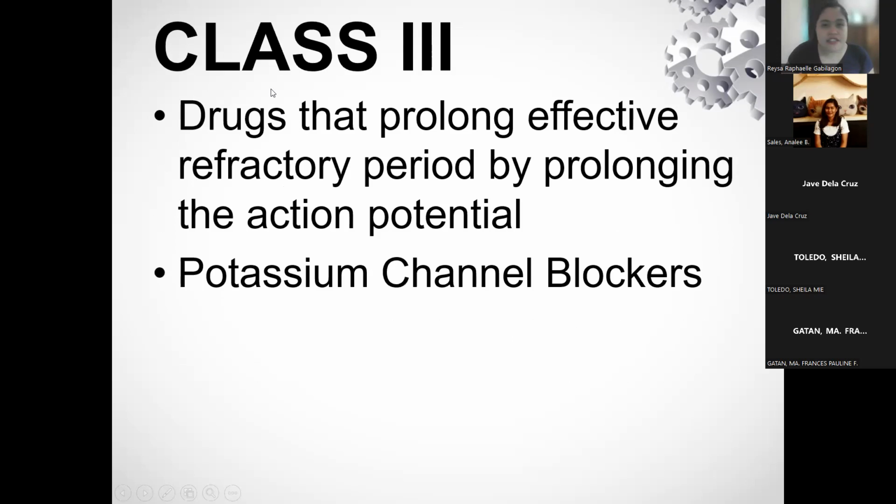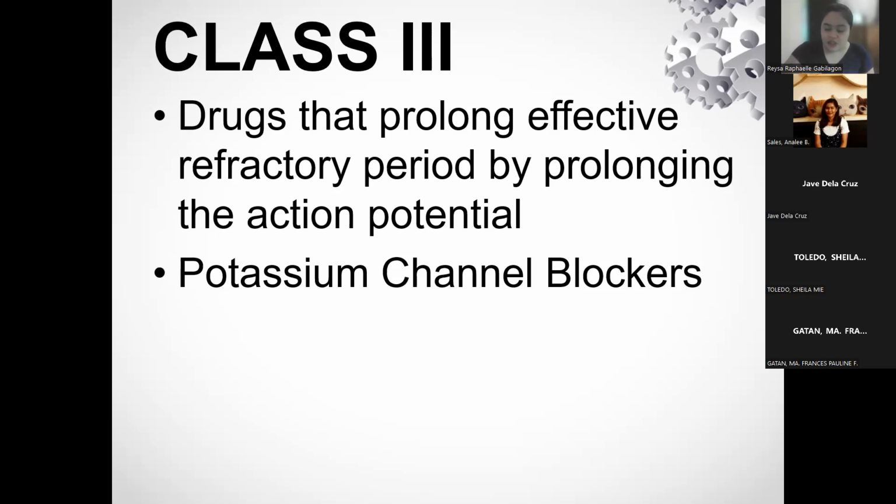Class 3 drugs. Okay, so class 3 drugs, they prolong the effective refractory period by prolonging the action potential. Okay, so just like the class 1A drugs, they also prolong the time for the action potential to happen.